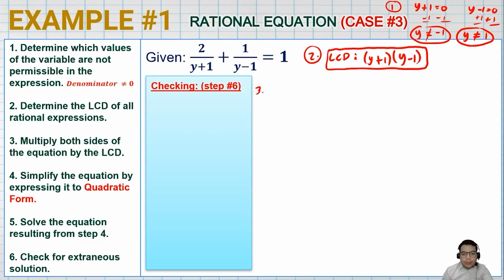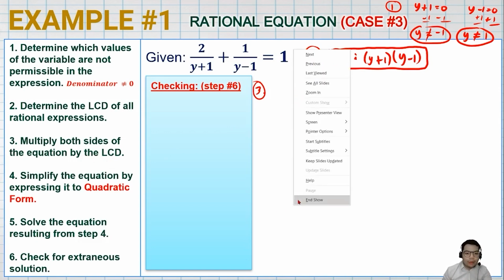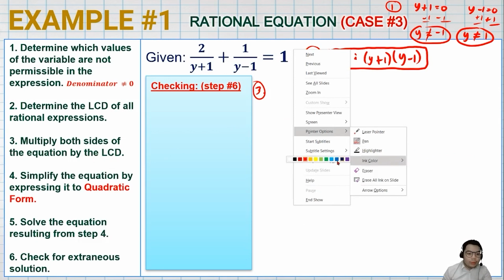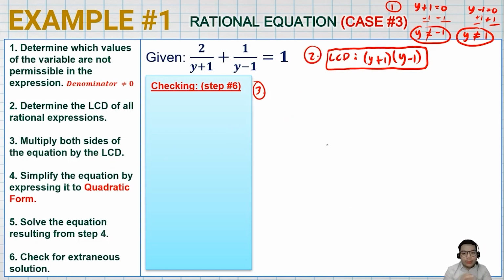Then step number 3, ang sabi dyan, multiply both sides of the equation by the least common denominator or the LCD. So, ang gagawin natin dyan, we have to copy each of them while we multiply all of the terms or the given terms from left and right of the equation to the LCD. So, ganito yan. 2 over y plus 1.